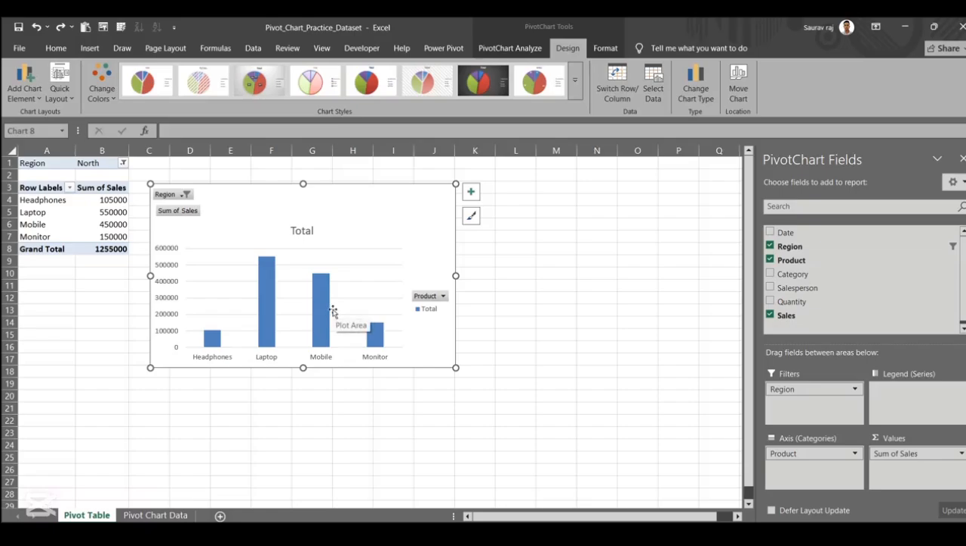So that's all about today's video on pivot charts. In the next video, we will continue our pivot chart series in more advanced topics. So in today's video, we learned how to convert a pivot table into a pivot chart, and we also saw there are multiple different types of charts.